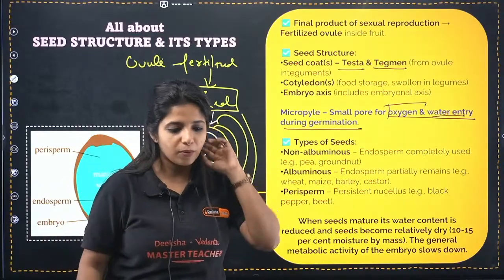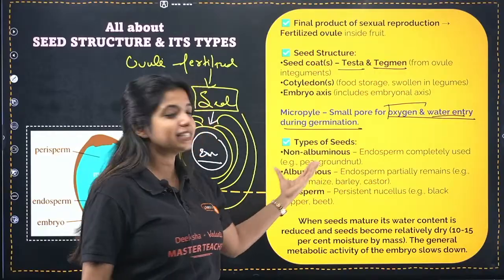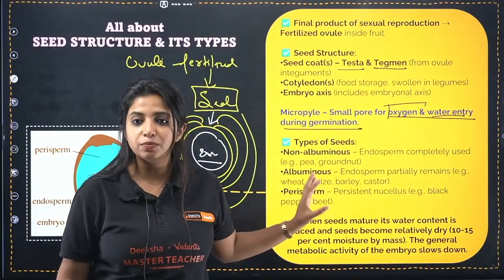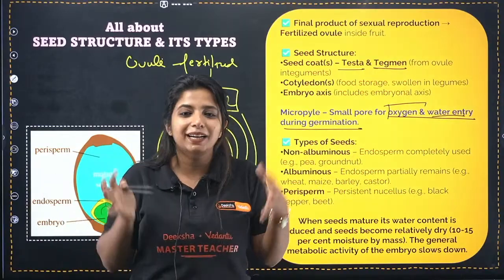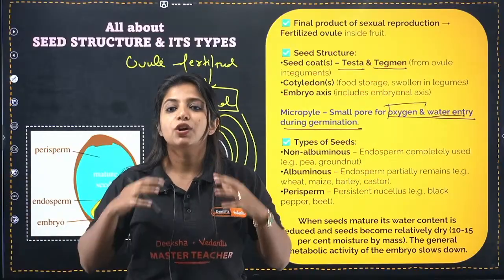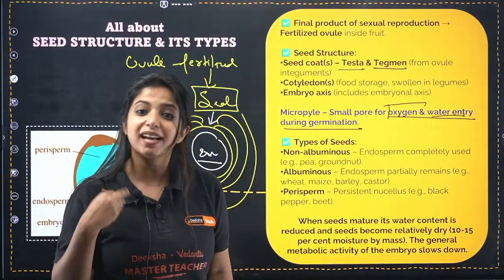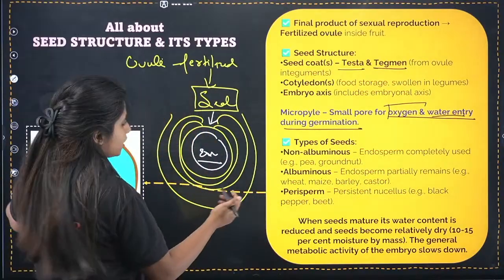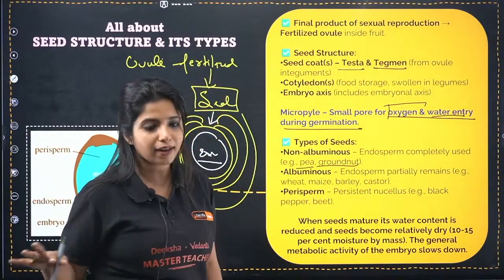We already spoke about it. What is it? Non-albuminous and albuminous seed. Non-albuminous means where the endosperm is completely utilized. How is the endosperm utilized? To form the cotyledons. Examples for them, we discussed already: pea, groundnut, mostly all the dicots.